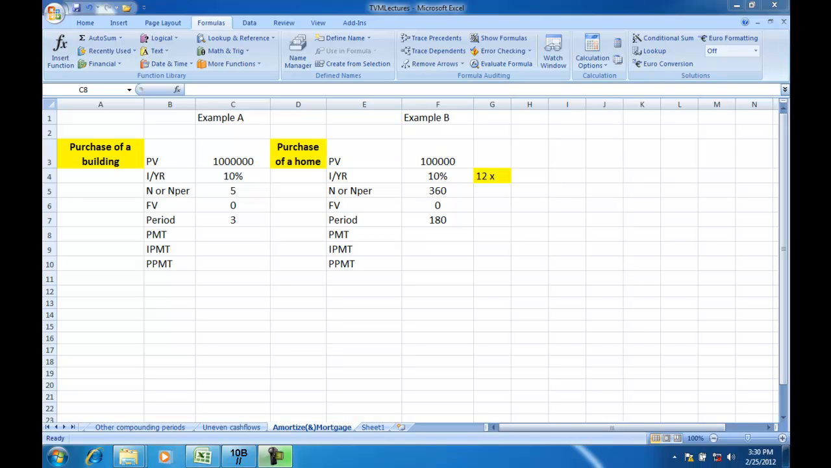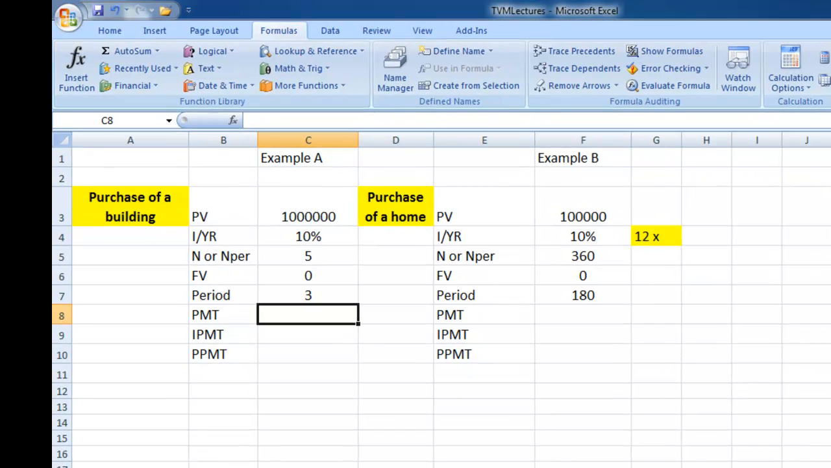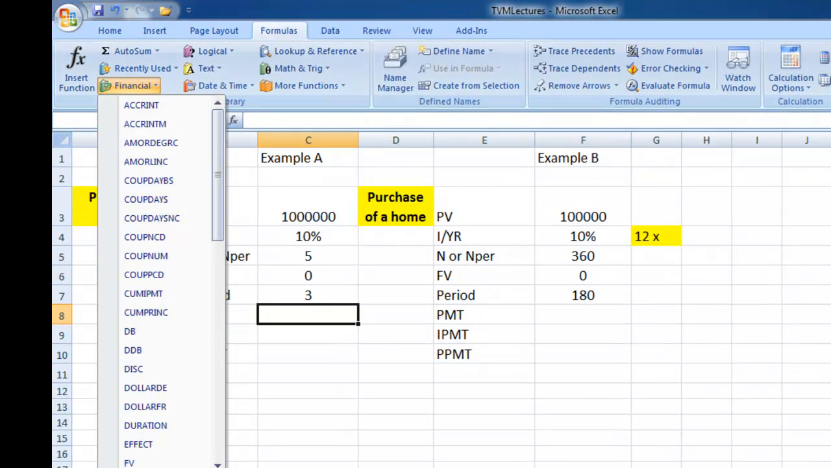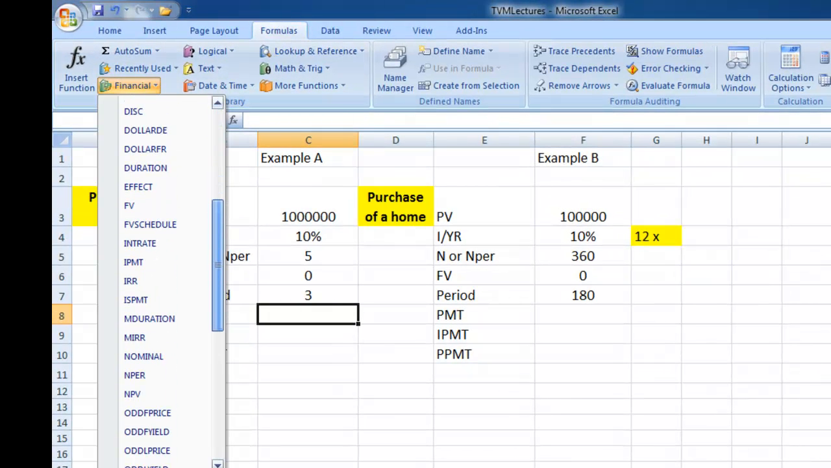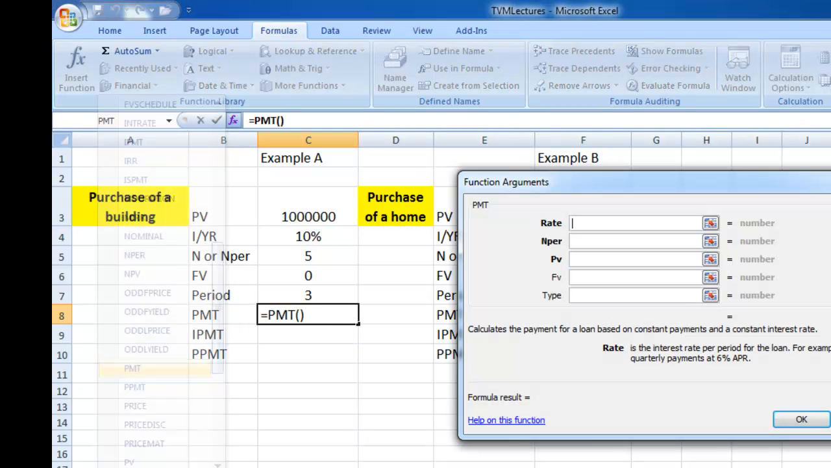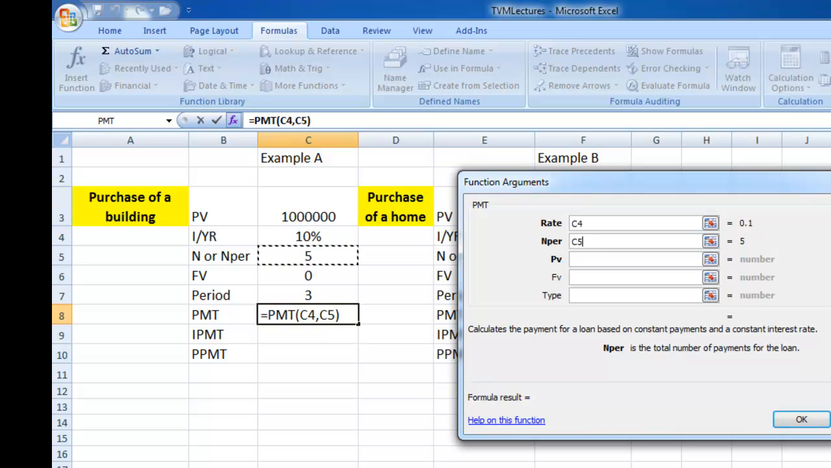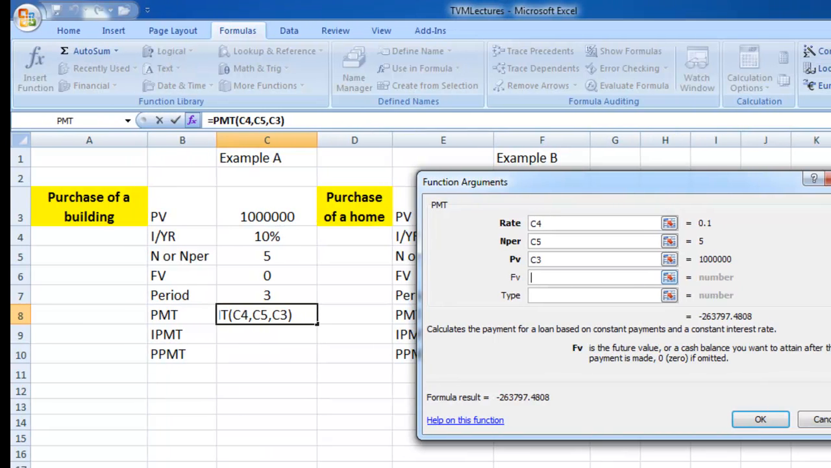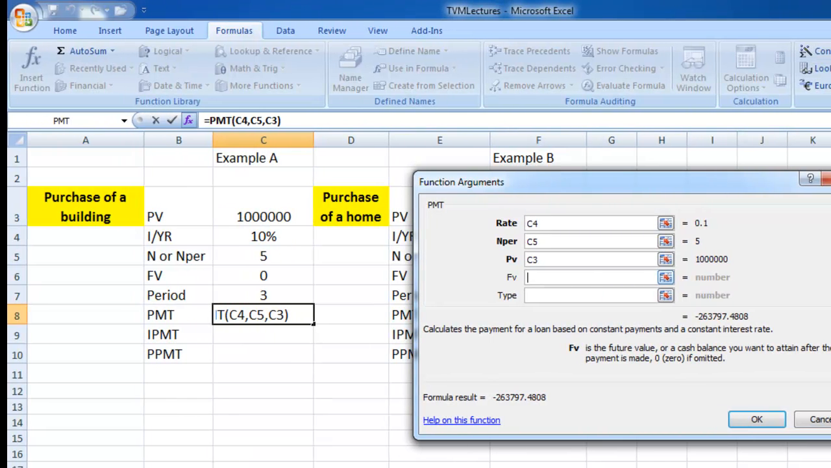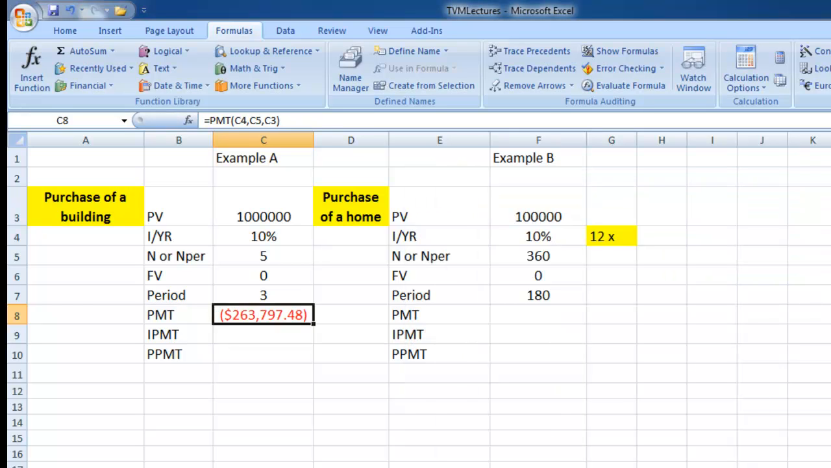Now, if I was going to determine the payment in Excel, I would go to Formulas and Finance and find the payment key, and then I can just put in the rate, the number of payments, and what I'm paying for this particular building, and I don't have to put in future value. Since future value is zero, it'll assume zero, therefore my payment is $263,797. Now let's say we want to know the interest or the principal in any one of these 5 payments.